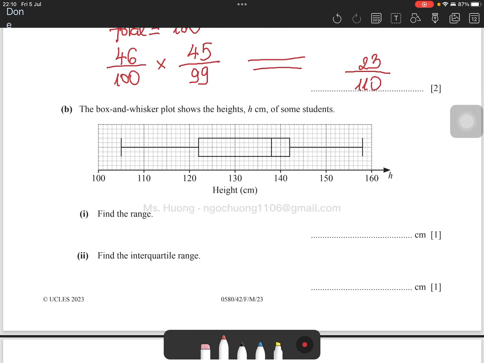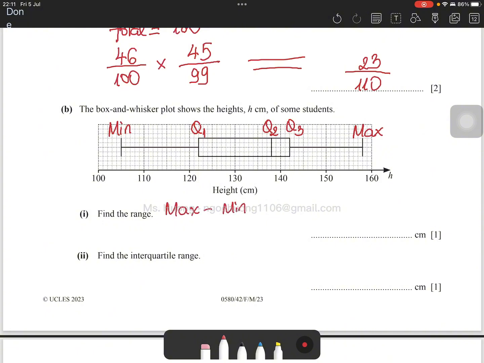Question B. The box and whisker plot shows the heights, h centimeters, of some students. Find the range. First, you need to remember in the box and whisker plot, we have 5 vertical marks. The first one is the minimum value, and the last one is the maximum value. The next marks are Q1, which is the lower quartile, the median, and the upper quartile. So to find the range, we will subtract the minimum value from the maximum value.